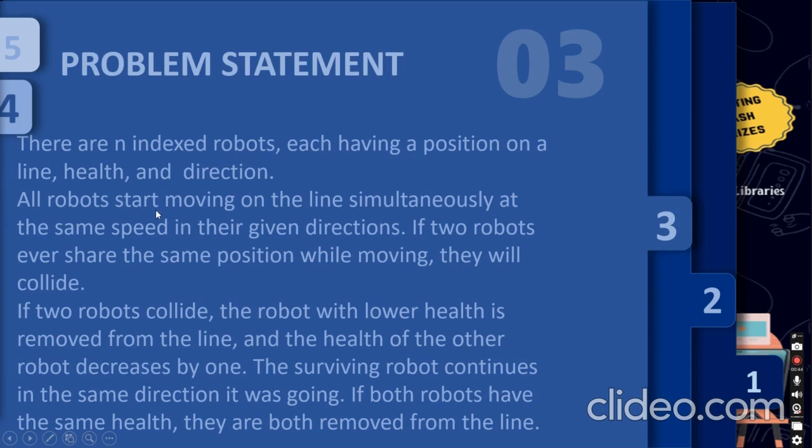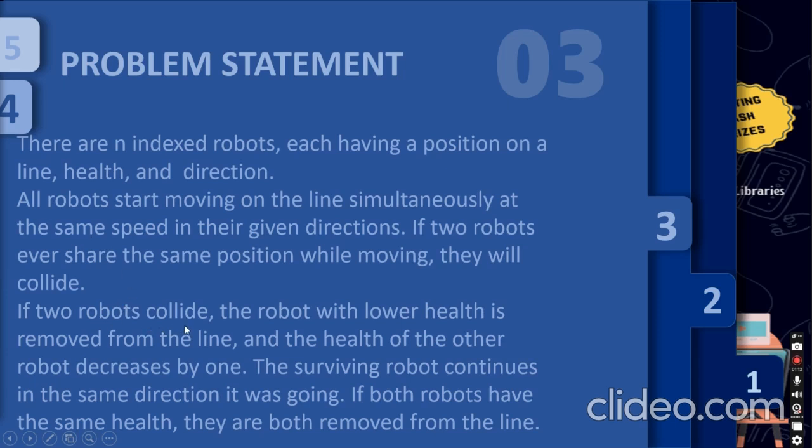All robots start moving on the line simultaneously at the same speed in their given directions. This means that all the robots are on the same line and they will move simultaneously with the same speed in their given directions. Here directions represent either right or left. If two robots ever share the same position while moving, they will collide. So if one robot is moving in the right direction and the other robot is moving in the left direction, then obviously they will collide.